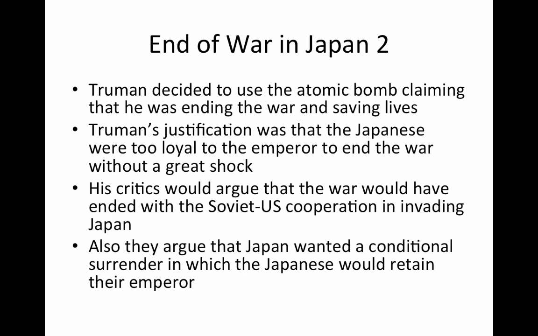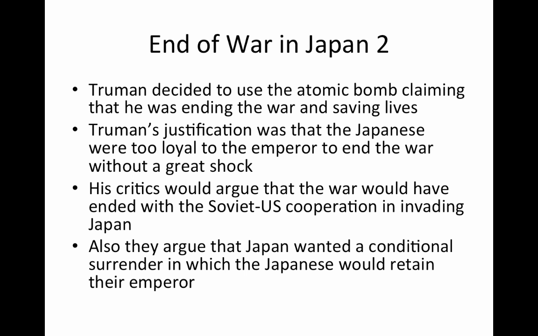Truman decided to use the atomic bomb, and he always claimed that he did so in order to end the war and save lives. Truman's justification was that the Japanese were so loyal to their emperor, they were willing to fight to the end in order to avoid having to lose their honor.